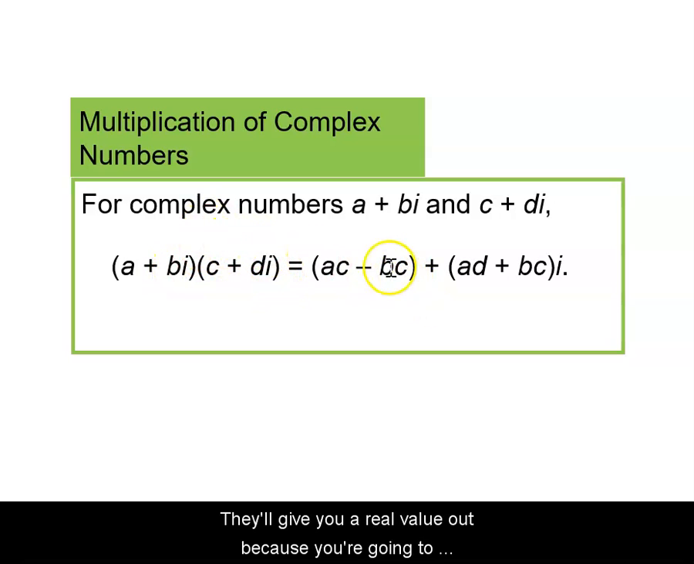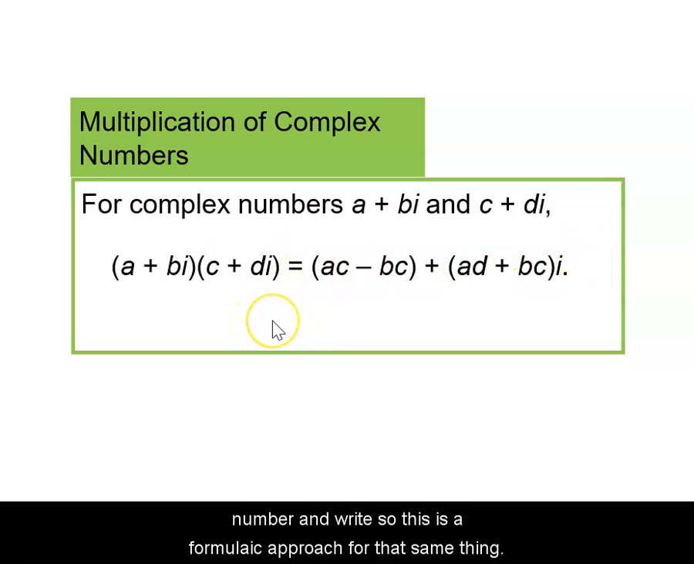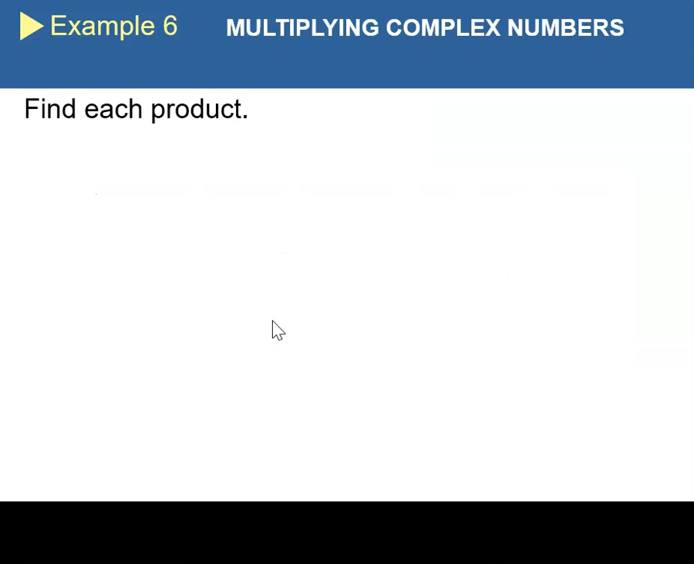That will give you a real value out because you're going to end up with an i squared. So that turns into a whole number, right? So this is the formulaic approach for that same thing. So let's go ahead and do an example.